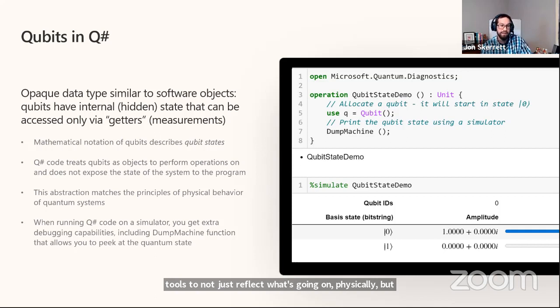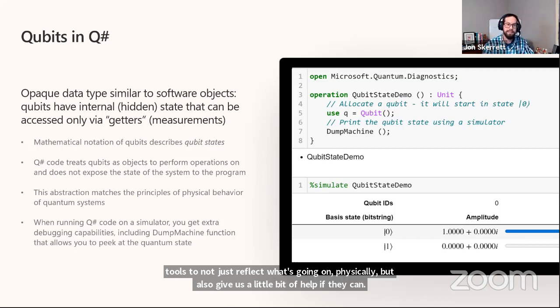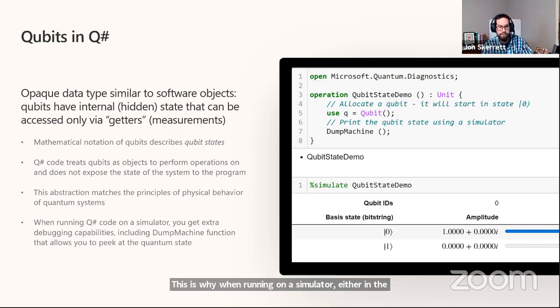This is why when running on a simulator, either in the cloud or locally on your computer, we take advantage of the fact that the simulator actually knows the internal state of the qubit because it simulates it. So there's a very helpful function called dump machine illustrated on line 7 that allows you to peek at the state of the qubit to see where your program is headed. You're not going to be able to get the same capability when you run on actual quantum hardware.